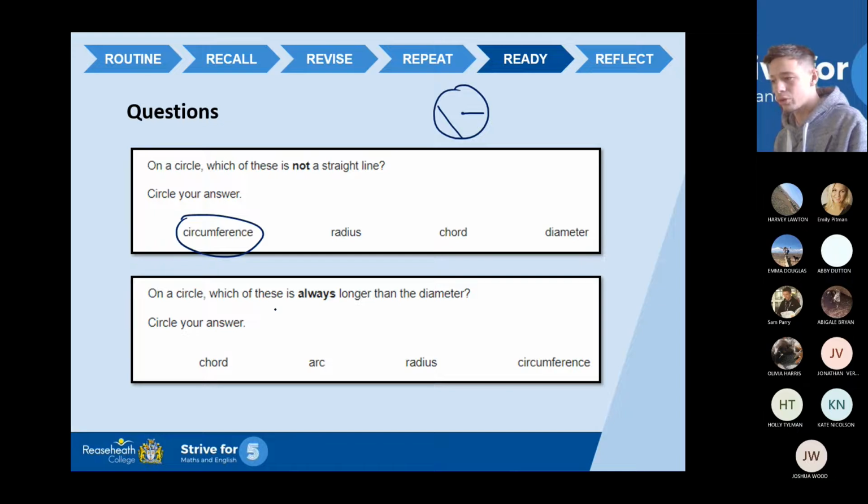It says here, on a circle, which of these is always longer than the diameter? No matter what, which of these is always longer? A chord can never always be longer. An arc, sometimes it can be longer, but you can sometimes have a little arc. Not an arc. A radius, definitely not. We're left with, once again, circumference. The circumference goes all the way around the edge, so no matter what, it will always be longer than the diameter, because the diameter goes across, whereas the circumference is the entire edge or outside of a circle.